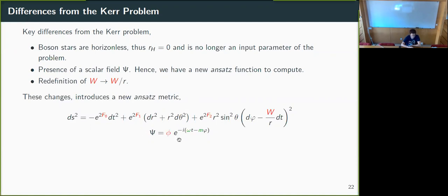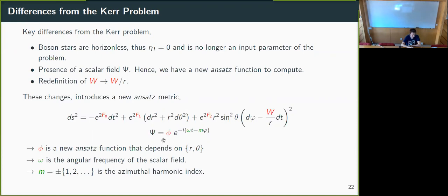And I also use the green color to indicate input parameters of the problem. As you can see, now we have this phi function, which is a new unknown function of the problem that depends on r and theta. And we have two input parameters, which are the angular frequency of the scalar field, this omega, and this m, which is the azimuthal harmonic index. That can be plus or minus 1, plus or minus 2, and so on.